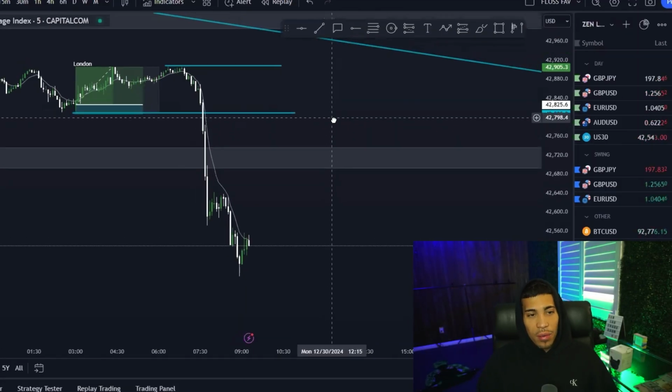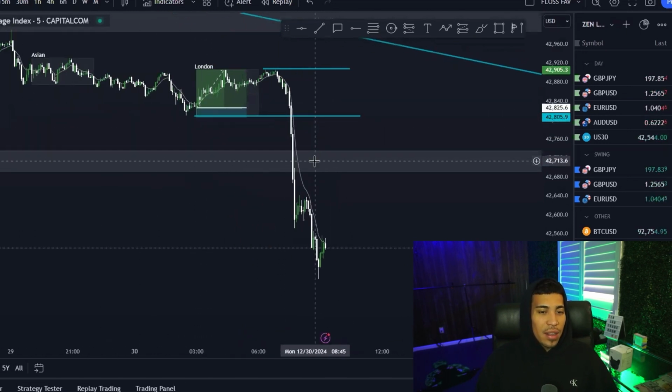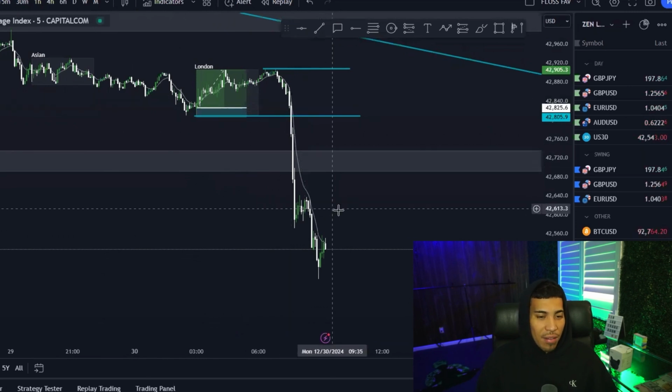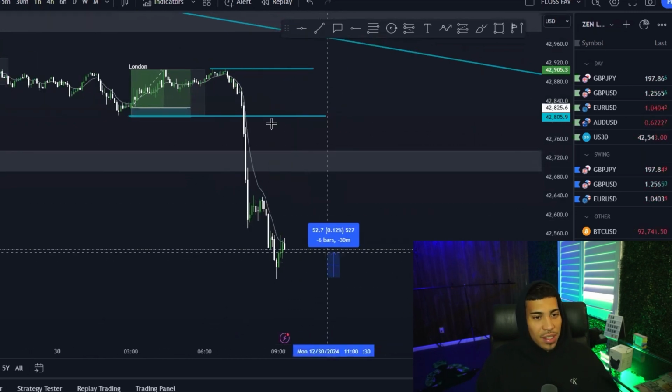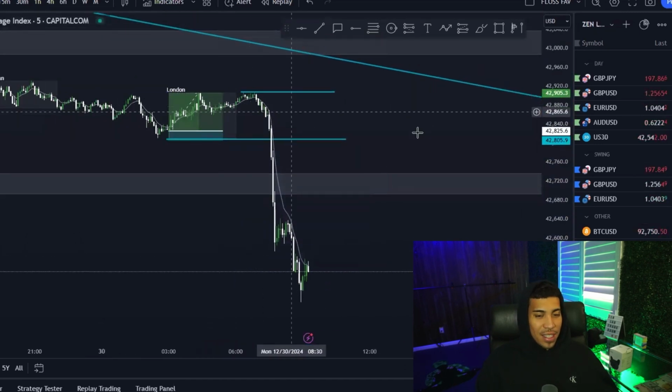Let's get right back into these charts. Look at what's happening here, man. We have not only pushed below London lows and never came back, we have not only pushed below the support here and never gave any retracement. We have sent price 430 points since London High is sitting up here.